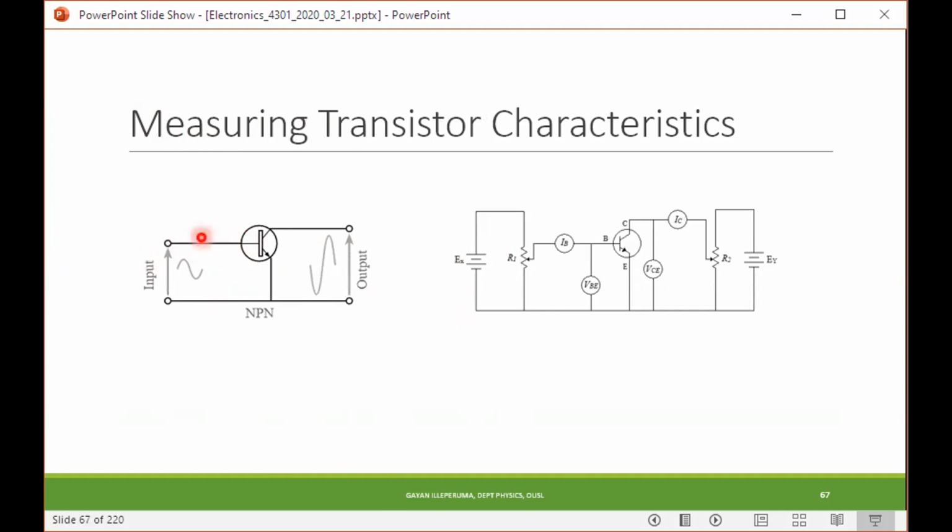So input current is this one. Input voltage is the base voltage. And we take the output from here, right? Collector. So the output current will be the collector current. Output voltage will be the collector voltage. That is clear, right? Because it is in the common emitter.